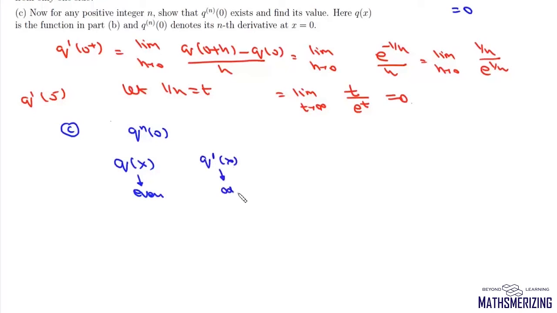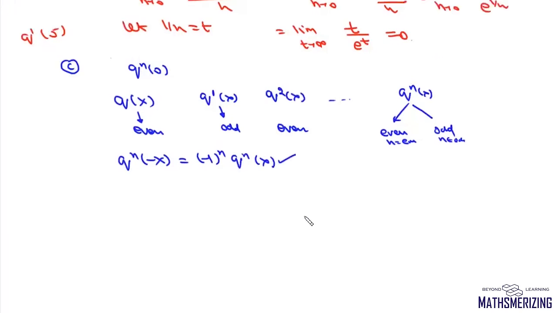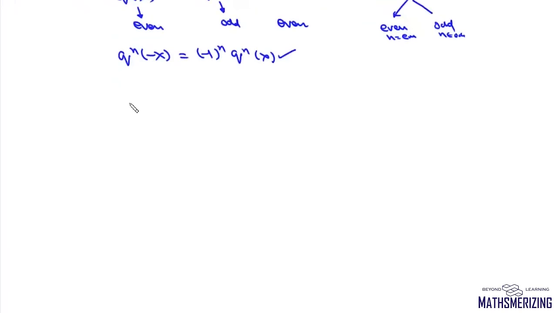Now if q(x) is even, q'(x) is odd, q''(x) is even and so on. So we can say this q^(n)(x) will be even when n is even and will be an odd function when n is odd. So we can simply write q^(n)(minus x) will be minus 1 to the power n q^(n)(x).